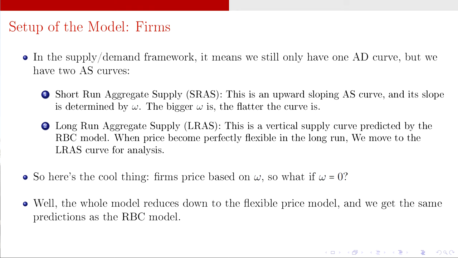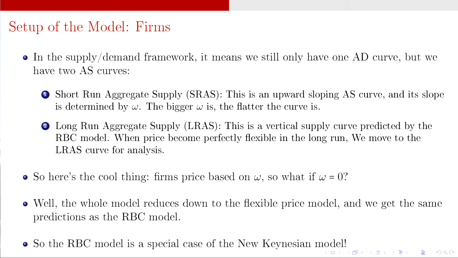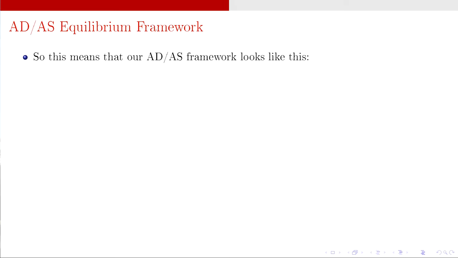When the short-run aggregate supply curve is vertical, it is equal to the long-run aggregate supply curve, and everything essentially reduces down to the flexible price model, and we get the exact same predictions as what we get in the real business cycle model. So really, the real business cycle model is a special case of the New Keynesian model. Another way of saying it is the RBC model is nested within the New Keynesian model, which is a fairly interesting finding here. It's really cool.